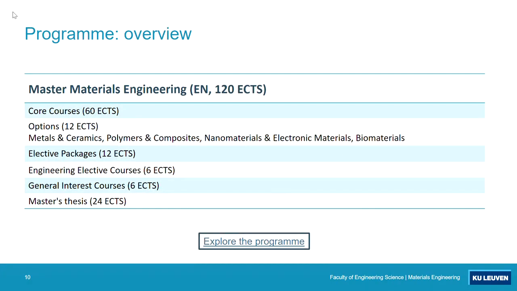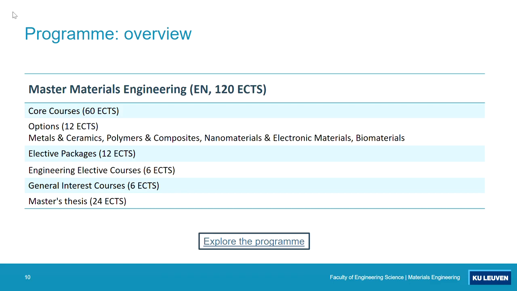So let's take a look at our English Master in Materials Engineering. It has a total of 120 ECTS, from which 60 credits correspond to the core courses in Material Science and Engineering. On top of that, there are 12 credits in optional subjects that cover the main material families, such as metals and ceramics, polymers and composites, nanomaterials and electronic materials, and also biomaterials.